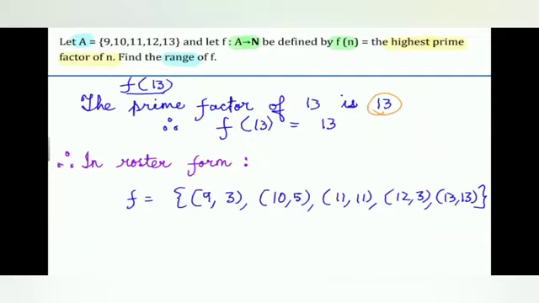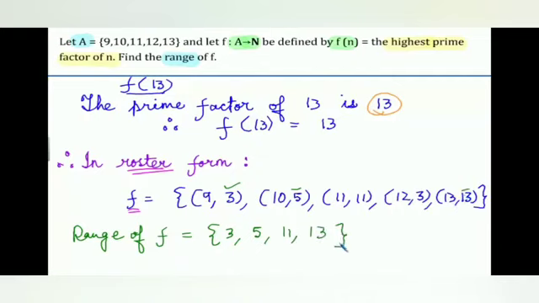Now the range of f. Your function becomes (9, 3), (10, 5), (11, 11), (12, 3) and (13, 13). The range is all your second elements. So the range of f is {3, 5, 11, 13}. 3 is repeated two times, so we exclude the repeat. So 3, 5, 11, 13 is your range.